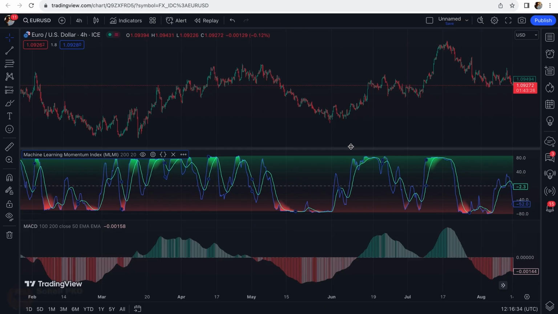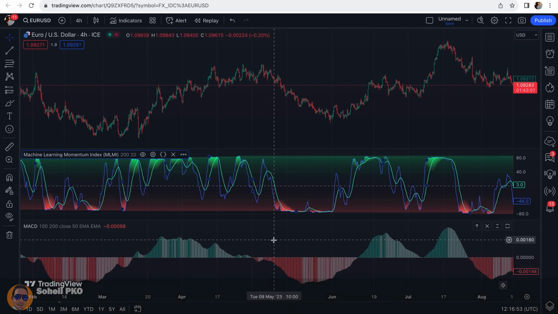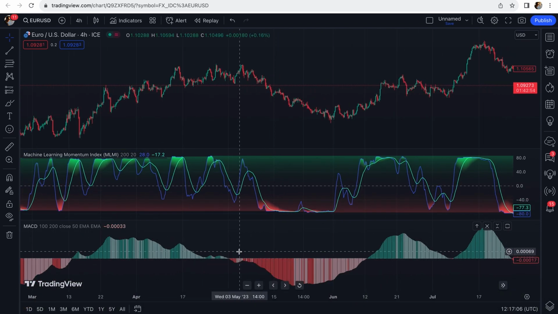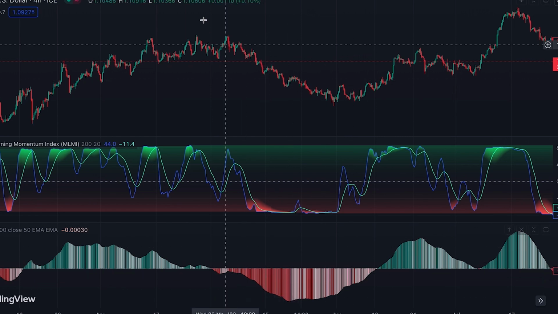And please pay attention that this indicator doesn't work well on higher time frames like 1 day, 1 week, and so on. So it's better to use it on intraday time frames like 4 hours, 1 hour, 15 minutes or lower. Alright, this MACD with these special settings will help us with the overall trend of the market. When it's green, it shows uptrend, and when it's red, it shows downtrend.